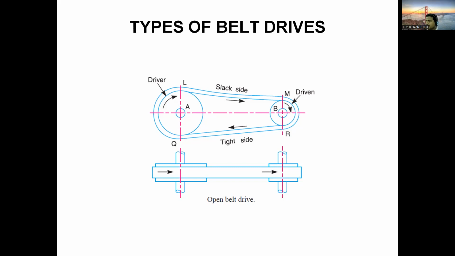So in this open belt drive, there is a driving pulley. You can call it a driver. Second is the driven pulley, that is called as driven. Then there are two sides. One is the tight side, second is the slack side for the belt. So A is a driving pulley, B is a driven pulley.